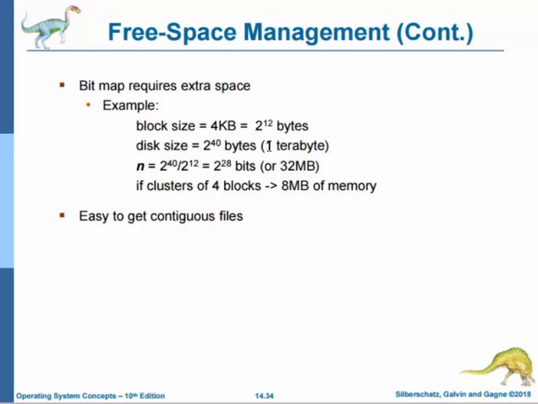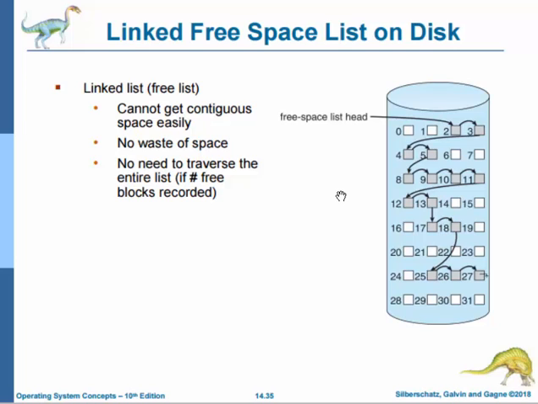So if you have a block size of 4 kilobytes, which is 2 raised to 12 bytes, and a disk size of 1 terabyte, or 2 raised to 40 bytes, this is the amount of space needed to store its bitmap. Given that disk sizes constantly increase, the problem with bit vectors will continue to escalate as well. However, it's very easy to implement to get contiguous files.